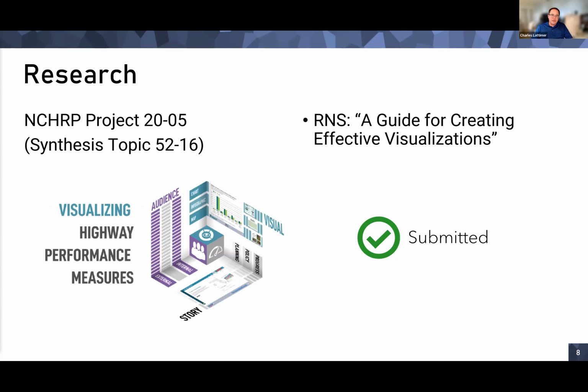Our committee has also been successful in advancing research needs statements through the NCHRP process. Our most recent project to be completed was a synthesis called Visualizing Highway Performance Measures, and it just wrapped up and is in the NCHRP publication review process. This past year, we submitted another research needs statement entitled A Guide for Creating Effective Visualizations, which is currently being evaluated for approval. So we have our fingers crossed there. Hopefully that'll be a good outcome.